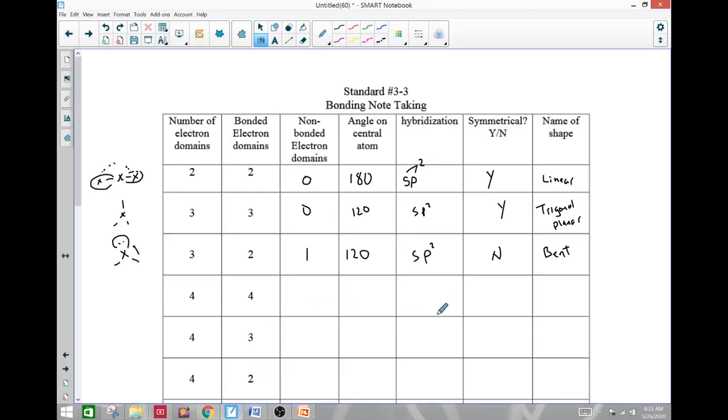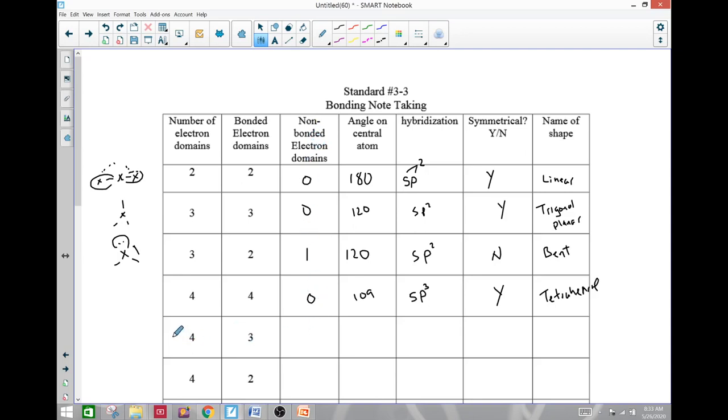First of all, the name is called tetrahedral. Is it symmetrical? Yes. Now there are four electron domains, sp3. Angle 109. Unbonded pairs, none, because they're all bonded. So really, subtract these two, and you get the number of unbonded pairs.